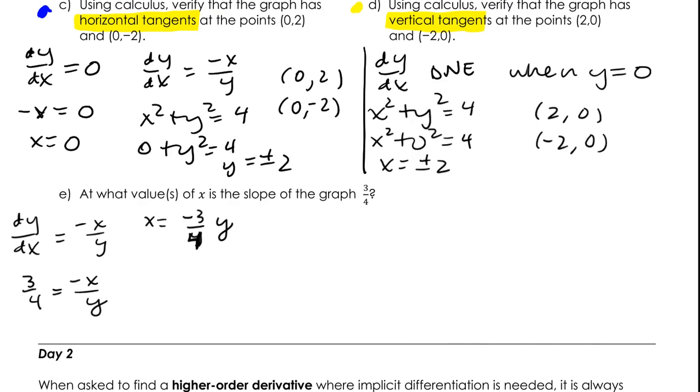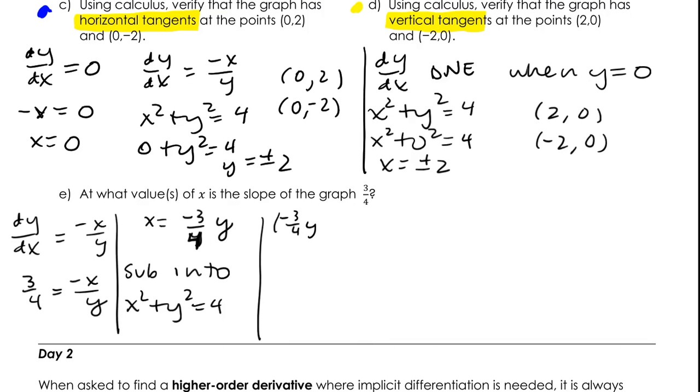But they said at what values of x? We're kind of stuck. All we have is x equals negative 3/4 y. Oh, but remember we have this. We can sub this into x squared plus y squared equals 4. So let's go ahead and do that. We're going to replace x with negative 3/4 y.